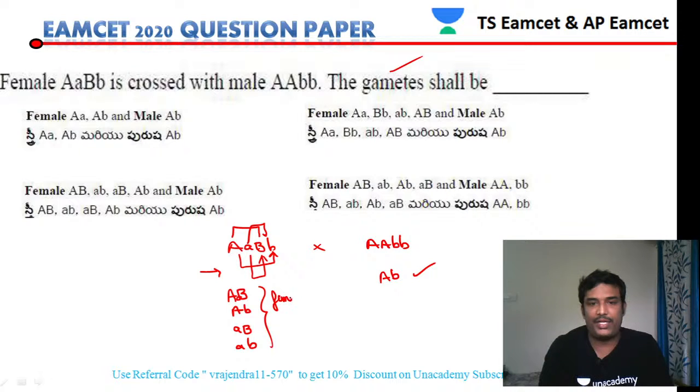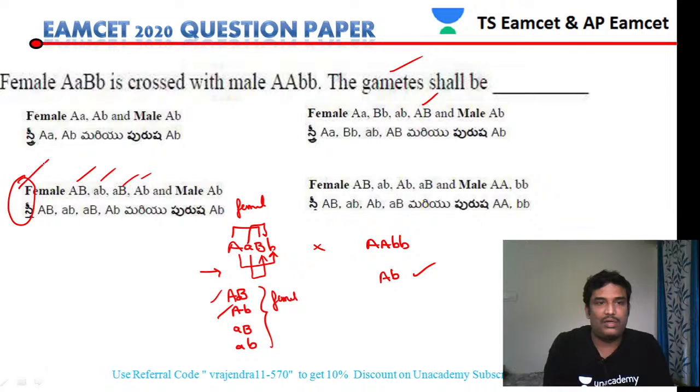This is female, right? So you check here. AB, here AB is present, then AB. So where is AB? Here I think it is there. AB, AB, yes. So this part will be our answer. So male is AB. Right, so this will be our answer actually.